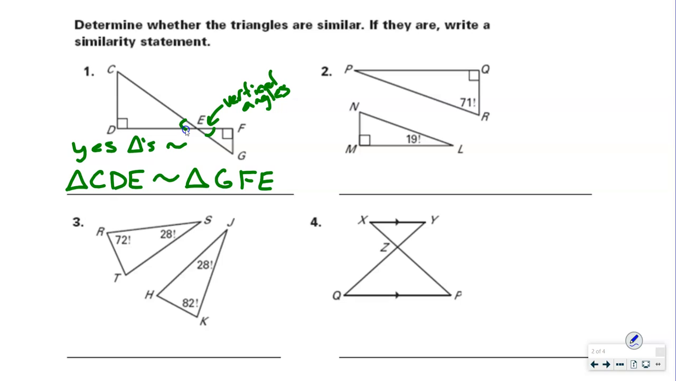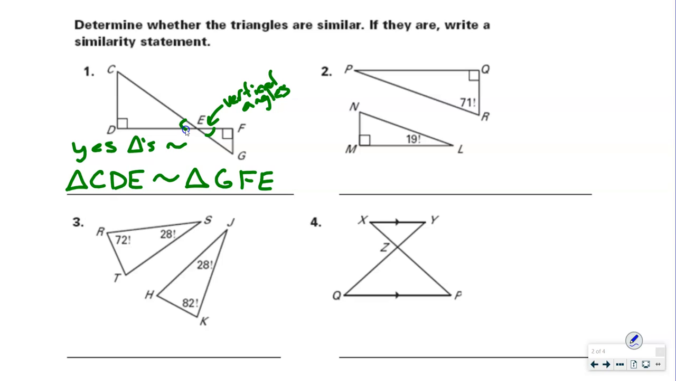On number 2, we see that we have one set of angles, our right angles, M and Q, are congruent because they're both right angles. So this is another one like our first example where we need to use our triangle sum theorem, add up our known angles, subtract them from 180, and see if they match up with the missing angle. See if our missing angles match up.